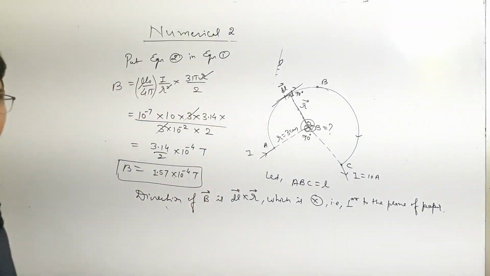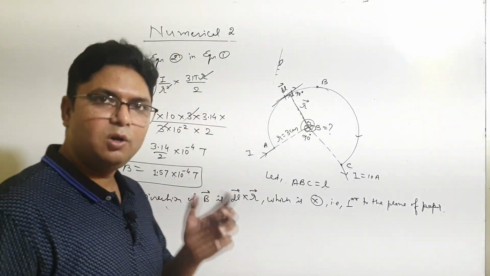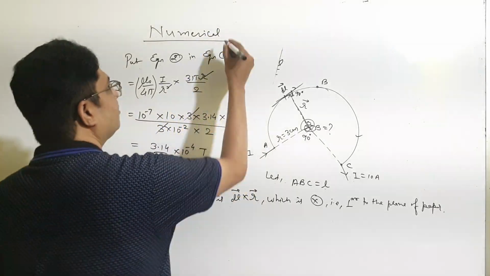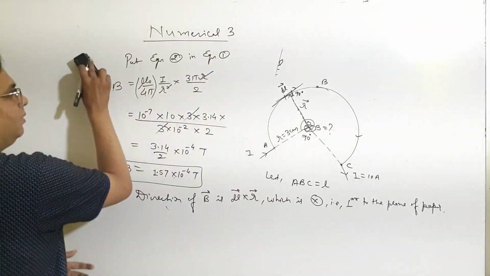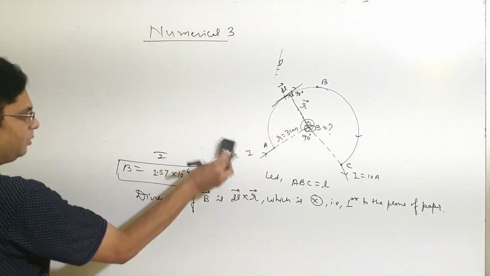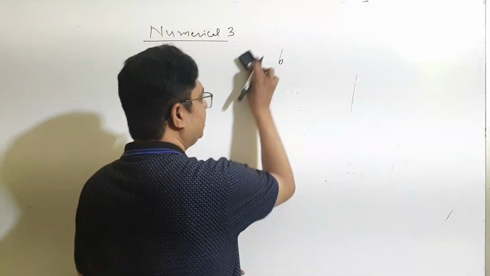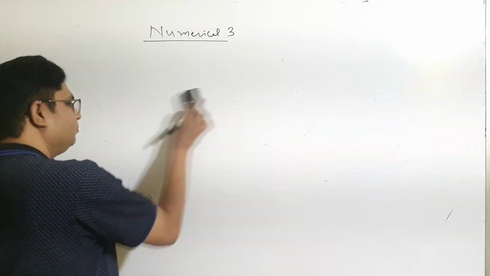Thus you have learned a very nice numerical. Let us see a third numerical based on Biot-Savart's law. It is a very nice numerical, and it comes in many examinations, competitive examinations. So you must go through this numerical also. This is a concept clearing numerical.